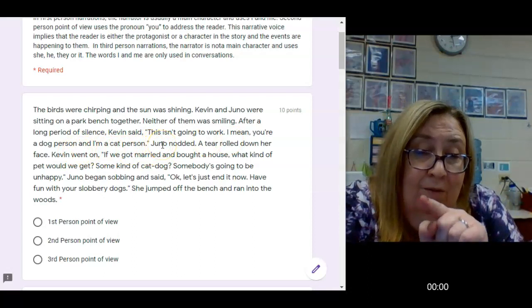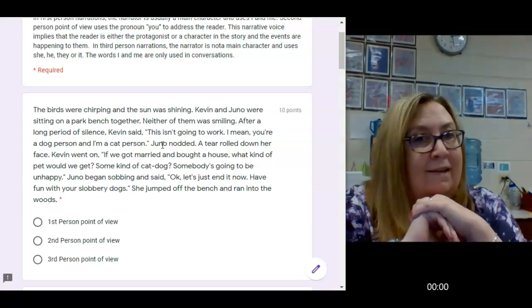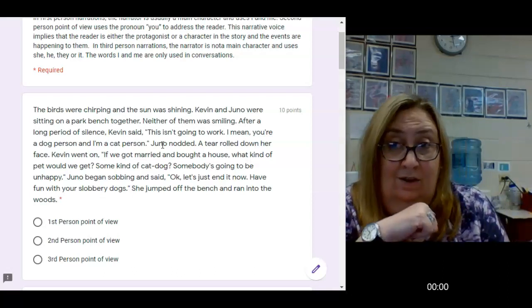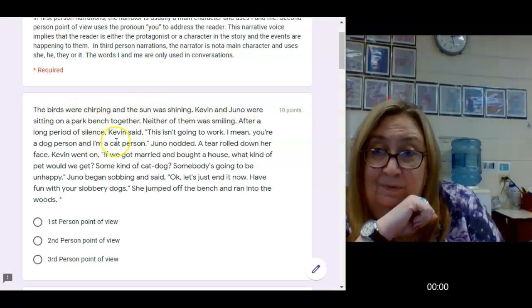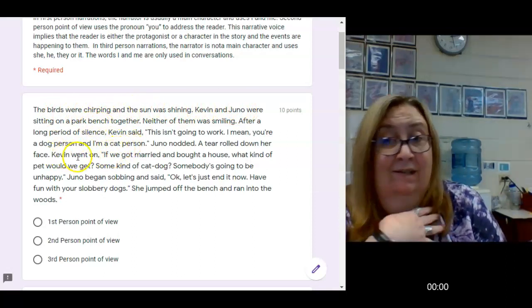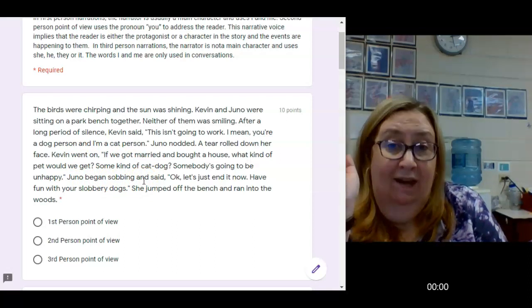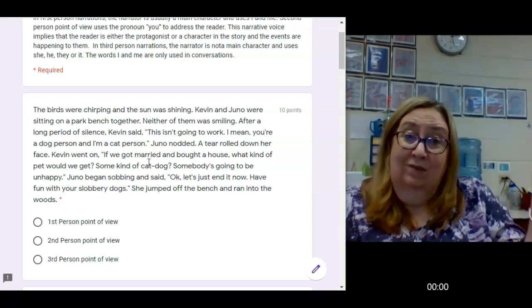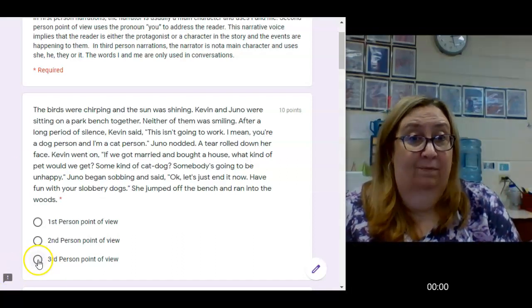Pause. See how it says, I mean, you are a dog person? Those are both in quotes. Those are not the pronouns you're looking for. You're looking for the pronouns that do not appear in the dialogue. So here we have birds. We have a character named Kevin, a character named Juno. Kevin went on. It doesn't say I went on, so Kevin's not telling the story. Juno began sobbing and said, "Okay, let's end it now." Juno's not telling the story. So if Kevin's not telling the story and Juno's not telling the story, then this is a person who's outside of the story telling the story. So this would be a third person point of view.